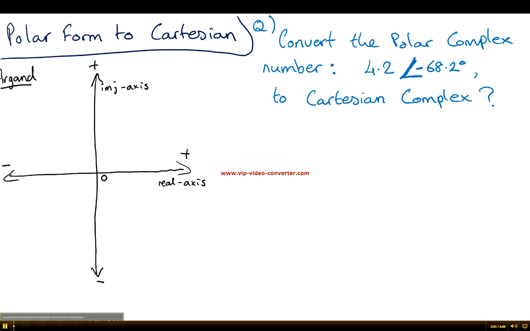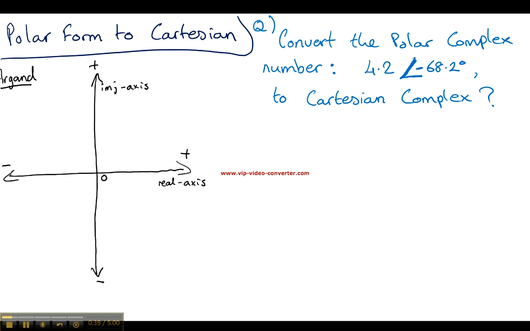In this video we're going to look at converting from polar complex form into Cartesian complex form. So we have a question. It states: convert the polar complex number 4.2 at minus 68.2 degrees to Cartesian complex. So we're familiar that we have our polar form of a complex number, and we're going to look at converting that to the standard Cartesian complex that we're maybe a little bit more familiar with.